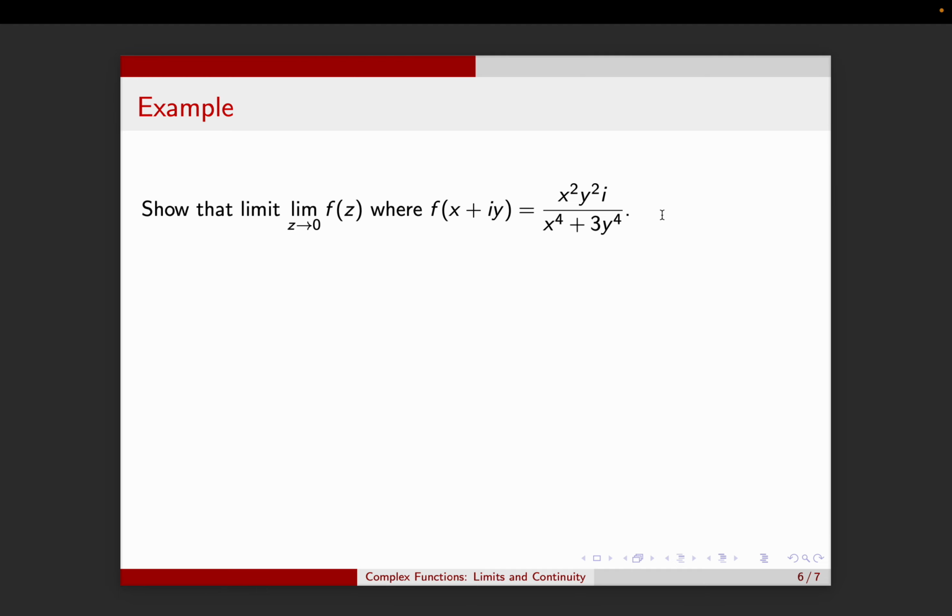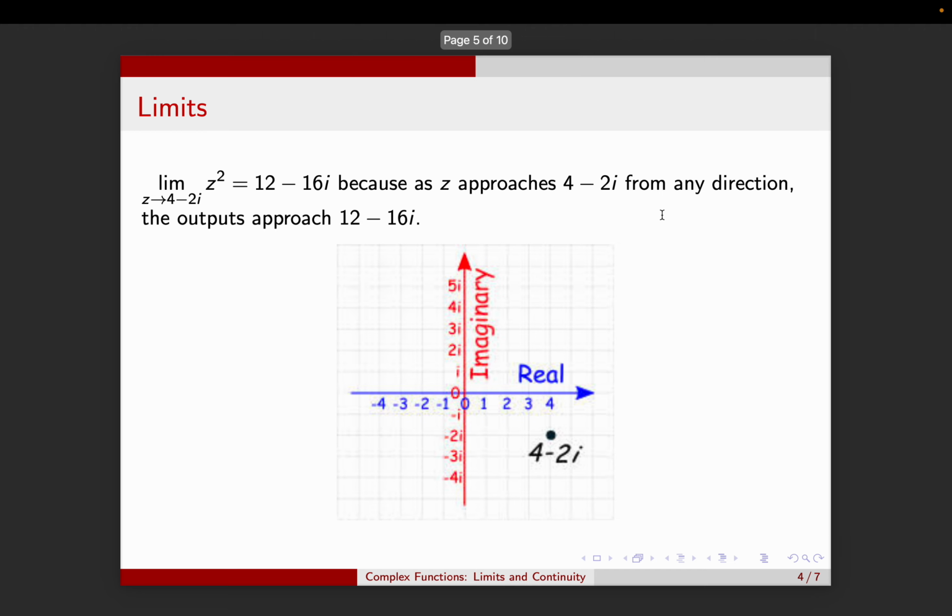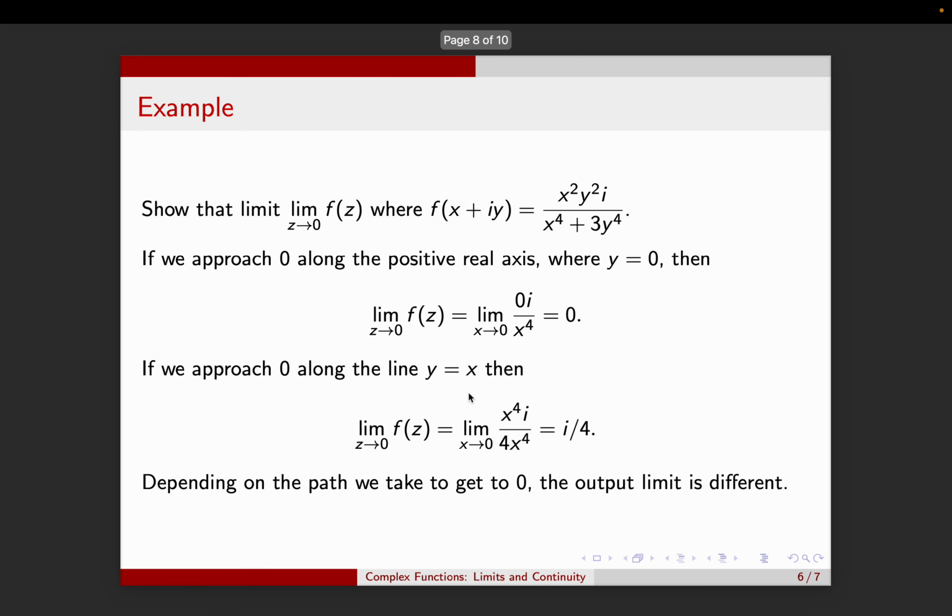Okay, so how would you do that? Well, if you go back to a complex plane like this, you have to explain why there are multiple different ways of getting to the origin that will get you different limit values. And so what I'm going to do is I'm going to approach the origin, or 0 plus 0i, along the positive real axis where y is 0.